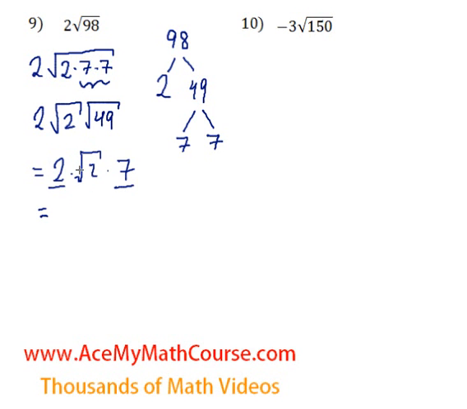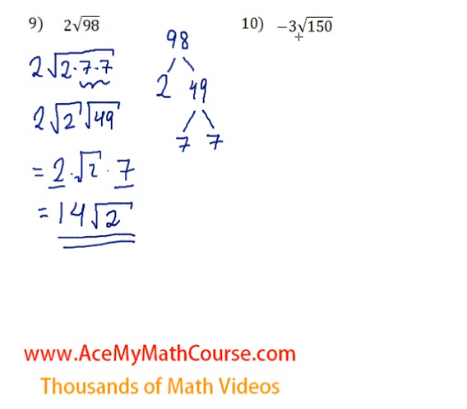Now we can multiply these two numbers that are outside of the square root. 2 times 7 is 14. So we can rewrite everything as just 14 times the square root of 2. And that's it. That's as far as we can simplify this. Fantastic. How about question 10?